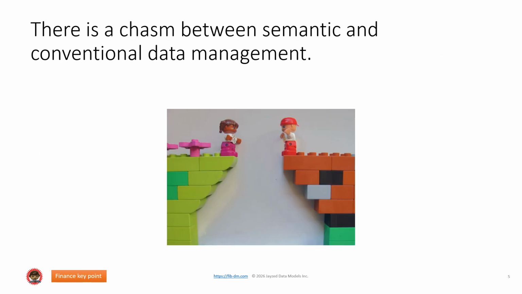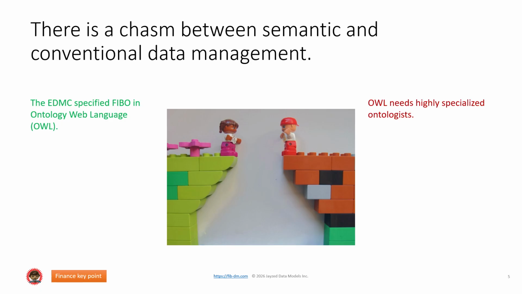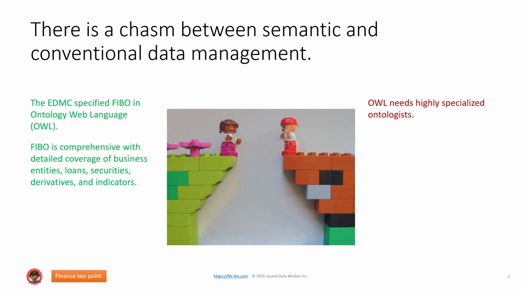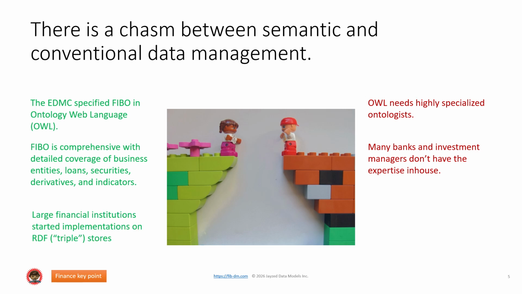So there is a chasm between semantic and conventional data management. The EDM Council specified FIBO in Ontology Web Language OWL, but OWL needs highly specialized ontologists. And the FIBO model is very comprehensive. It has detailed coverage of business entities, loans, securities, derivatives, indicators, everything. However, many banks and investment managers don't have the expertise in-house yet.